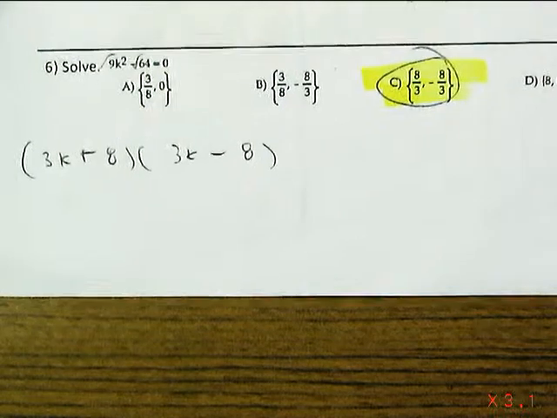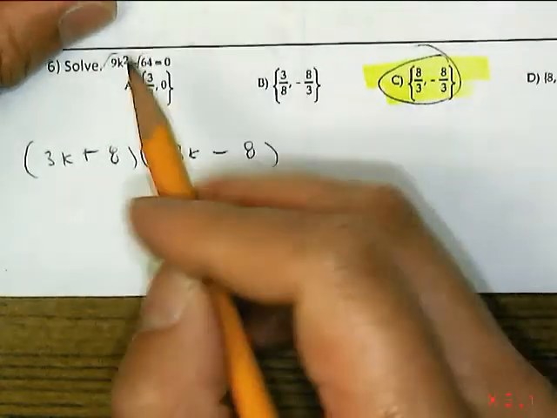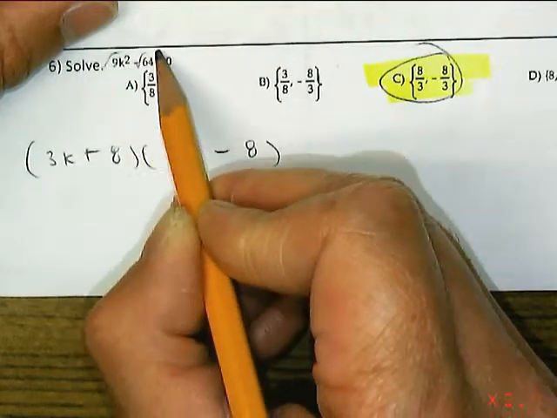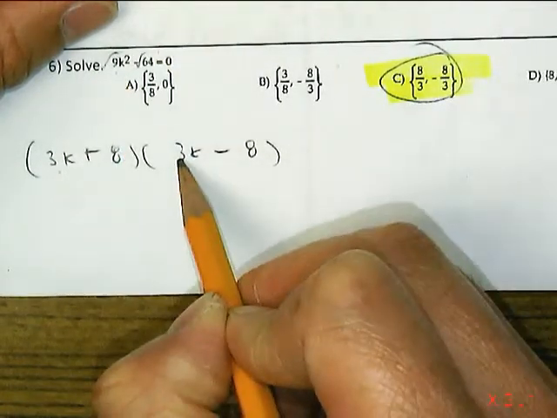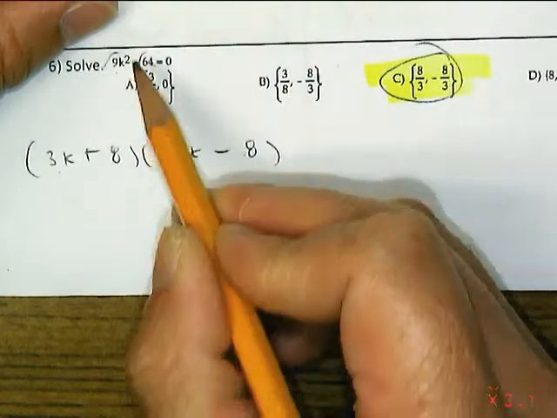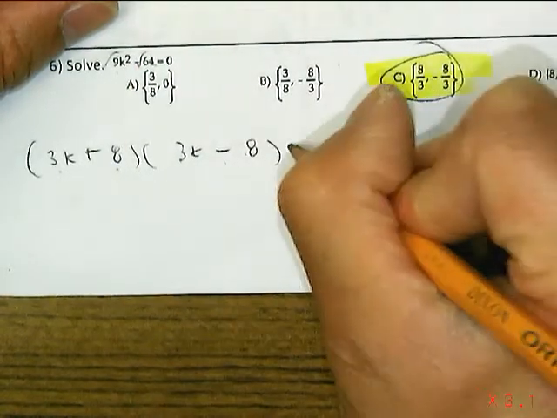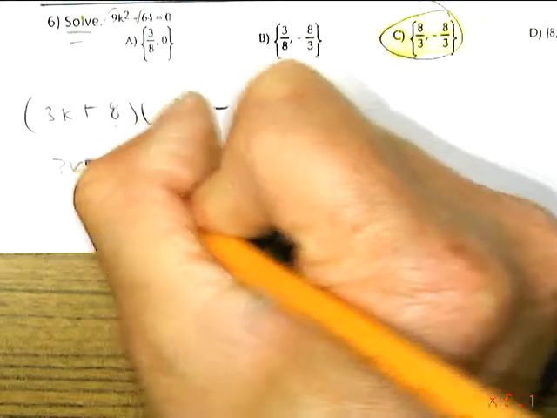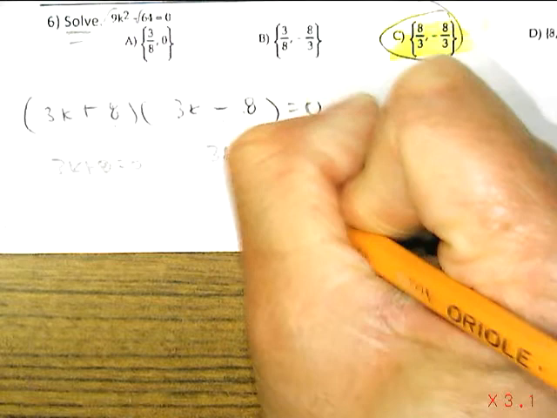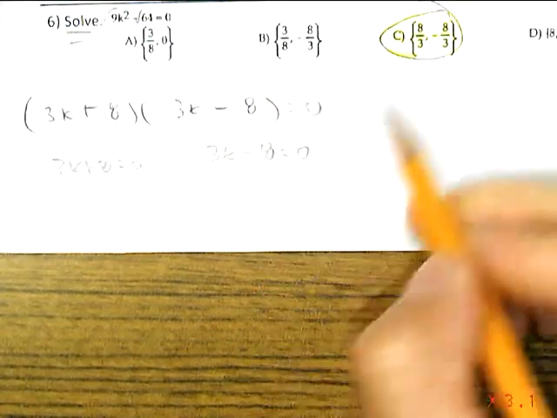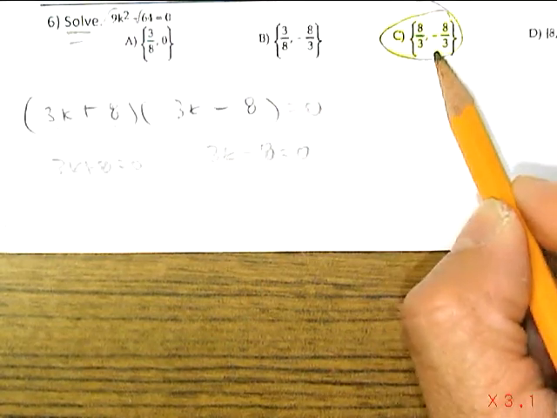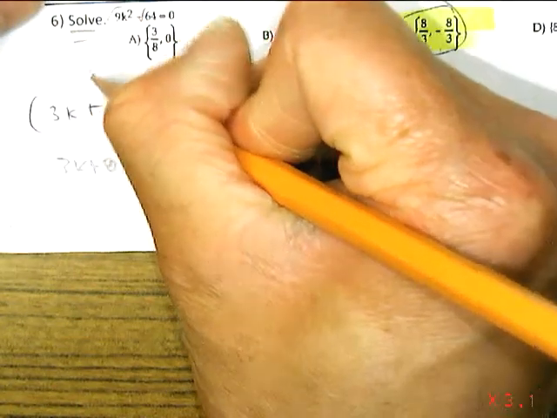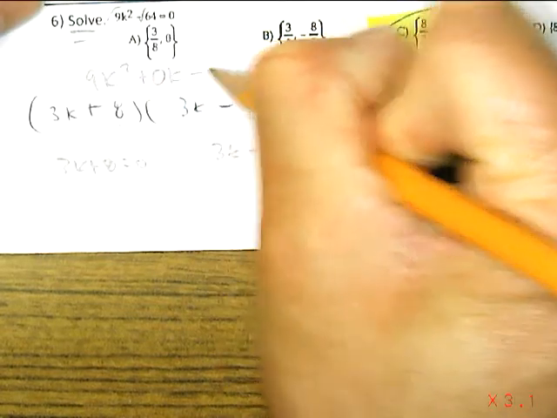Question number 6 is a difference of squares. Difference means if there's subtraction, I can take the square root of both of those. That'll give me 3k's. Square root of 64 is 8. One has to be positive, one equals negative. The key word here is solve, which means you have to use the zero product rule. 3k plus 8 equals 0, and 3k minus 8 equals 0, and you'll get 8/3 and negative 8/3, which is choice C. Now, if you didn't recognize that difference of squares pattern, you can always do 9k squared plus 0k minus 64.